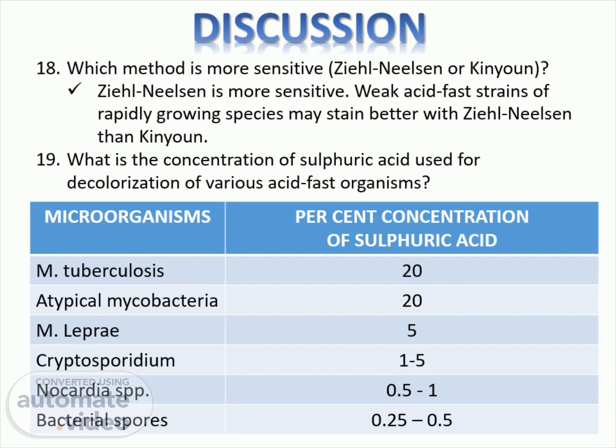Next question. What is the concentration of sulfuric acid used for decolorization of various acid-fast organisms? 20% for Mycobacterium tuberculosis and atypical mycobacteria. 5% for Mycobacterium leprae. 1 to 5% for Cryptosporidium. 1% for Nocardia species. 0.5% for bacterial spores.